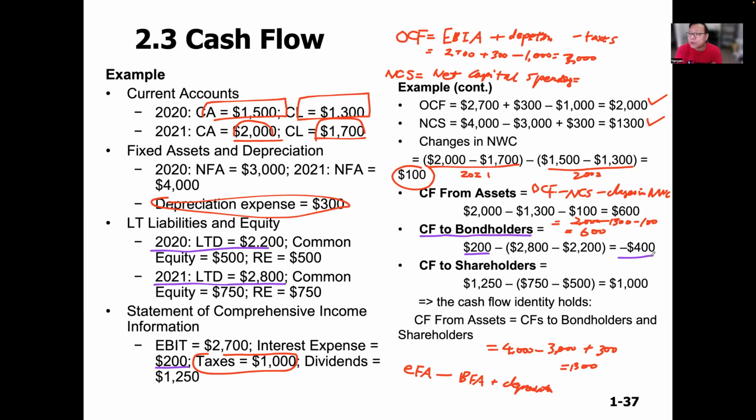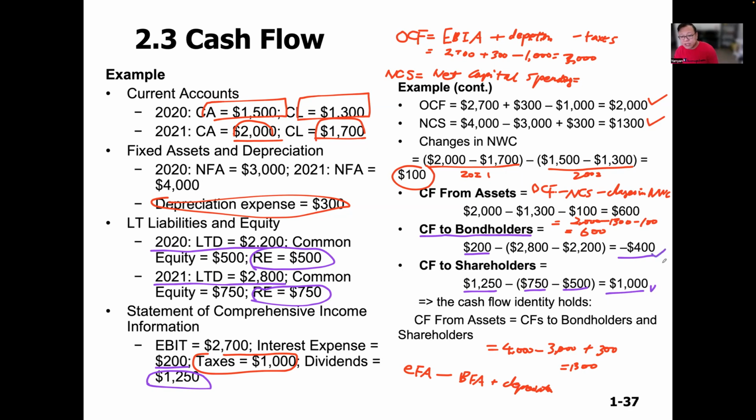Last, let's consider the cash flow to the shareholder. Well, to the shareholder, you first give the cash to the shareholder, so that is your dividend. The dividend is 1,250. And also, you want to consider the new shares issued, right? New shares issued. You can see in 2022, the retained earnings is 750, but in 2020, that's 500. So there is additional issuance of the stock. So you are going to use 750 minus 500. That would solve the value of the new equity issues. So I get 1,000 for this.